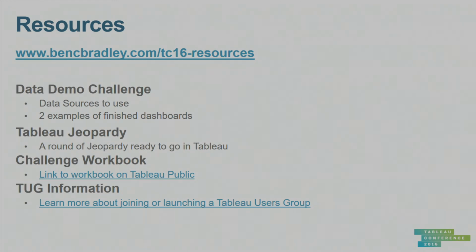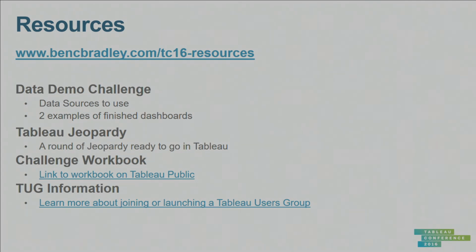All right. I'm shamelessly using my website, which is awful. Don't go anywhere else on it. But just go to this link, bencbradley.com/tc16-resources, and here's what you're going to get. For that data demo challenge, if you aren't sure what data sets to start with yet, we have 10 different data sets that you can download to give you a start. And yes, it does include the Iowa liquor store sales data set. We also have 2 examples of finished workbooks for those, in case you're trying to pitch this and show what the outcomes can be.